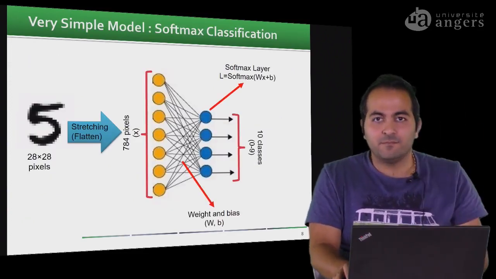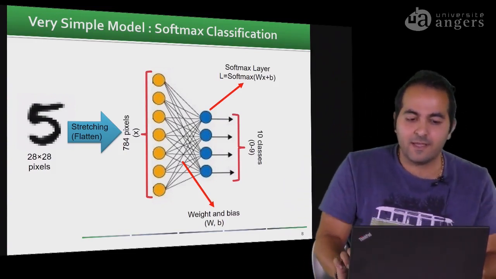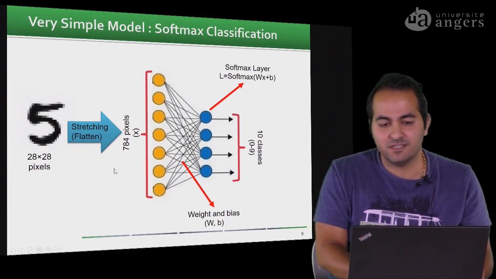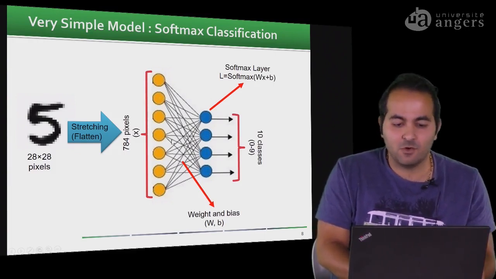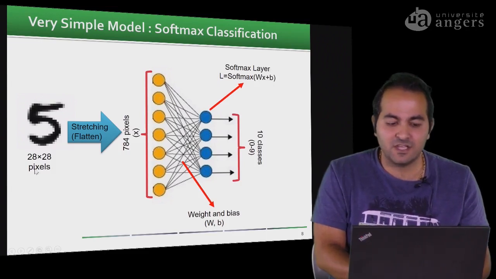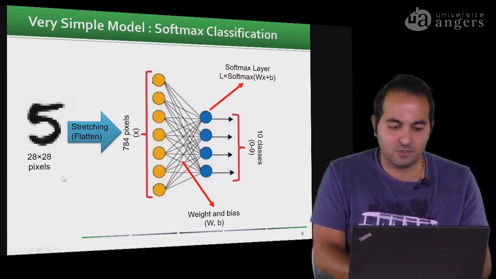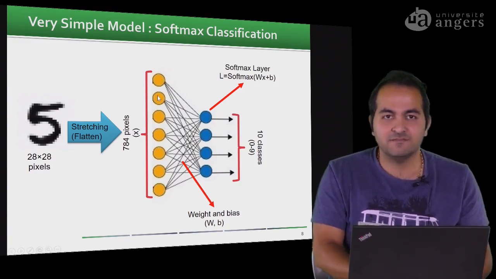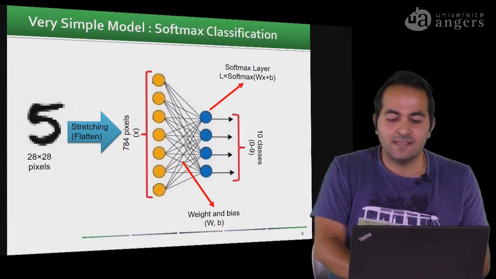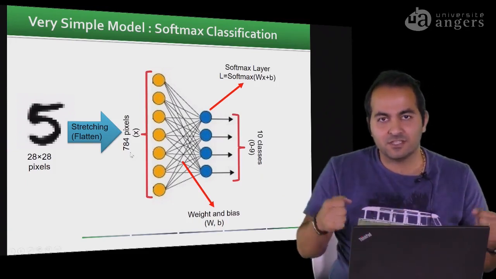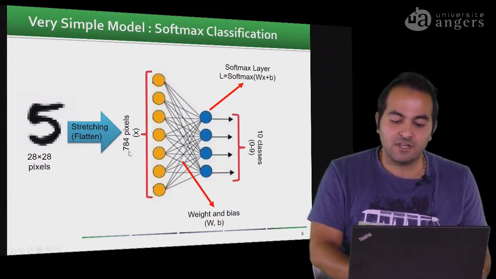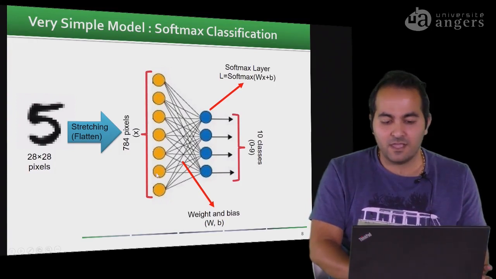So, okay, by knowing this, we will start our first simple model. That is just a softmax classification, we call it. We have an input and we have an output. For the input, we have an image from the database, and all the images in the database have the size of 28 by 28 pixels. So when we want to give it to our model, first we should stretch it, or we can also say flatten it. We make it flat, and then feed it to the network. When we stretch the image from 28 by 28, we will have a vector or array of 784 pixels. And then we feed it into the network.